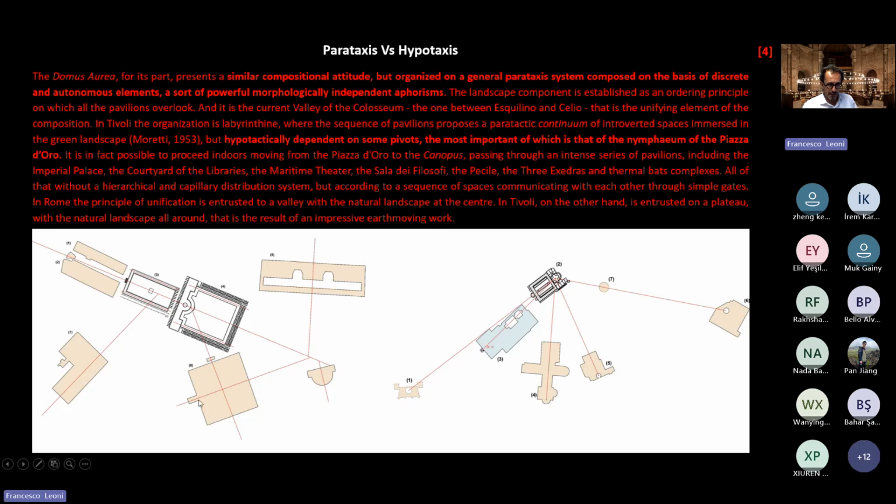In Rome, instead, moving back to Domus Aurea, the principle of unification is entrusted to a valley with the natural landscape at the center. This one is the valley, and all the elements are related to the valley. In Tivoli, on the other hand, it is entrusted to a plateau with the natural landscape all around that is the result of an impressive earth-moving work.